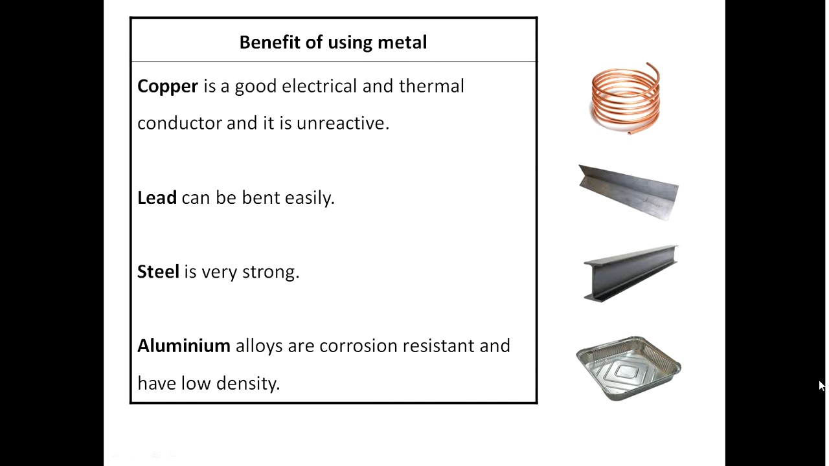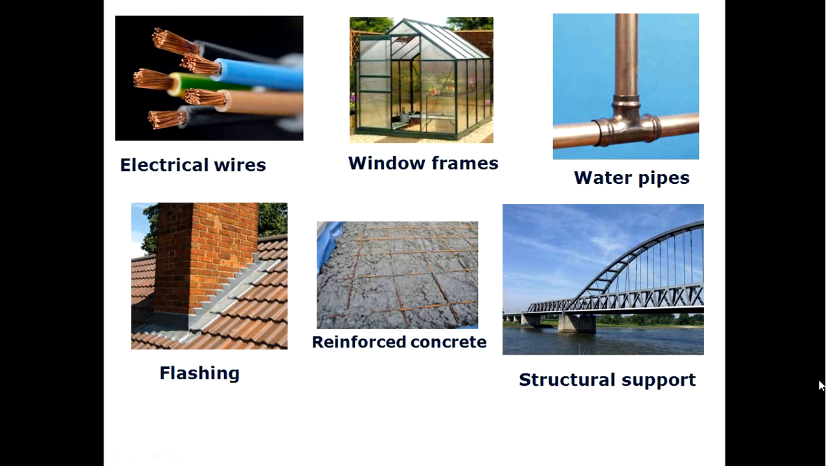Here are some benefits of using metal. Copper is a good electrical and thermal conductor and it is unreactive. Lead can be bent easily. Steel is strong. Aluminium alloys are corrosion resistant and have low density. And these are some of its uses.